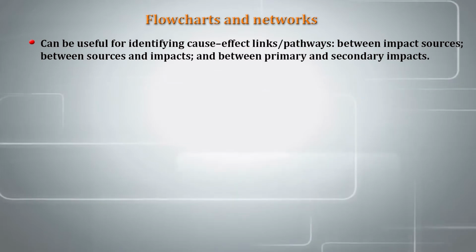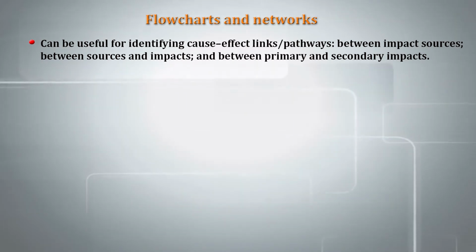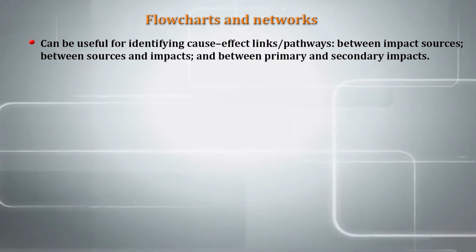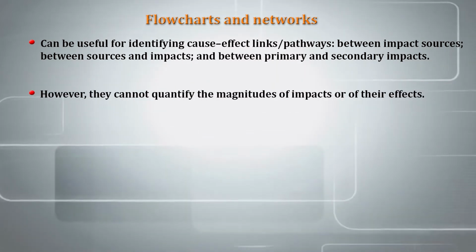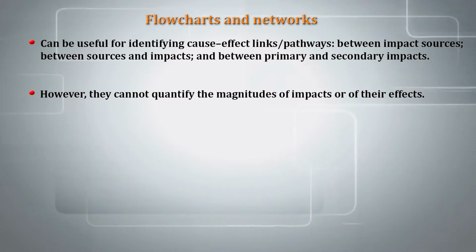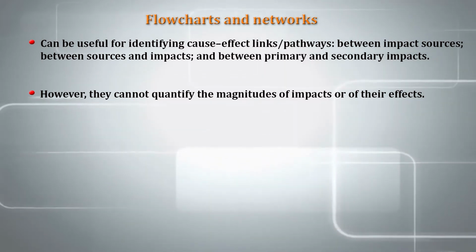They show the relationship between sources and impacts, the cause and effect relationship, and also between the primary and secondary impacts, and all these networks can be very well used. However, these networks or flowcharts cannot quantify the magnitude of the impacts or their effects. That is a limitation of flowcharts and networks. Nevertheless, they have a lot of significance as far as environmental impact assessment technologies are concerned. So let us see them one by one.